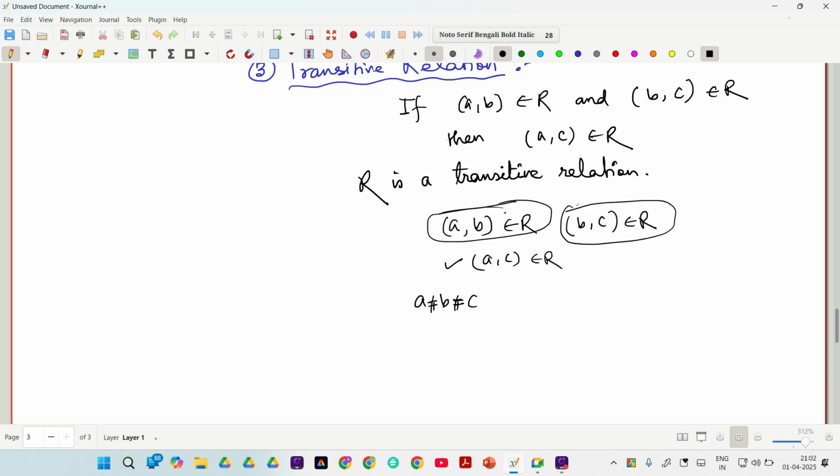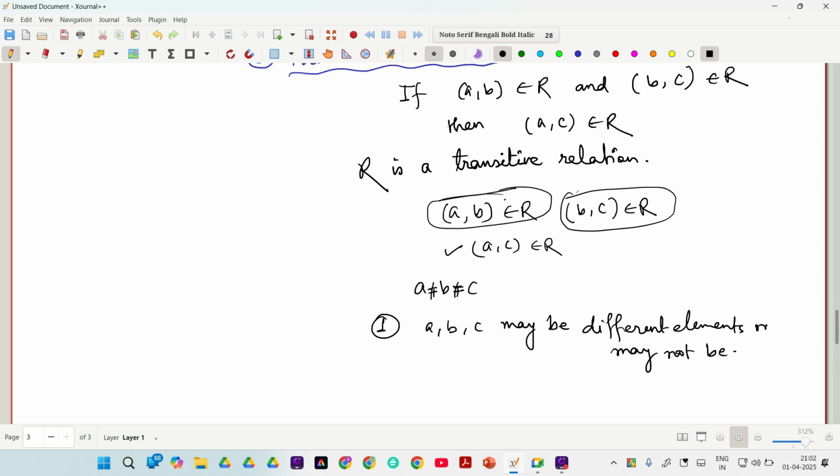Again, I will mention that here also a, b, c may not be different, may be equal elements. When we define the transitive relation, it is not mentioned that a, b and c will be three different elements. So the first point is a, b, c may be different elements or may not.